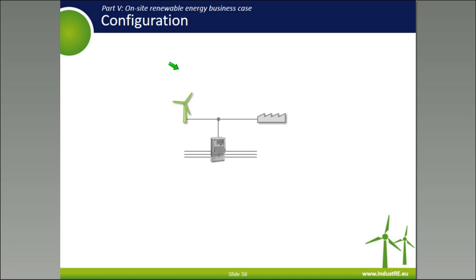We consider the following configuration. We consider a wind turbine and an industrial estate which are connected to each other behind the meter. At the bottom you see the meter which connects the two together to the electricity system. And unfortunately not in every target country, but in Belgium for sure, this results in a pretty interesting business case. Why? I'll explain.